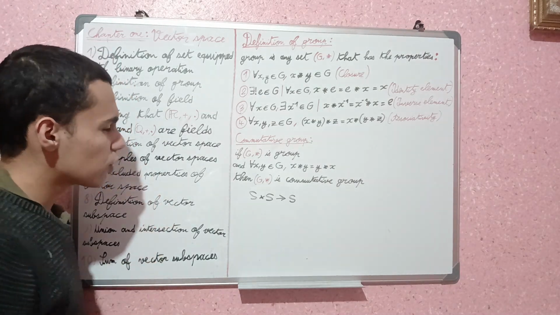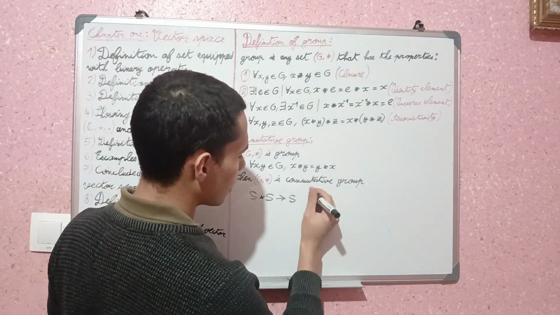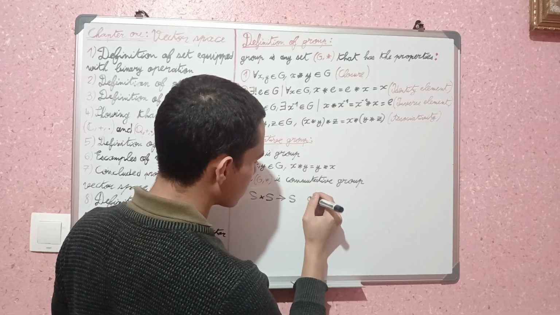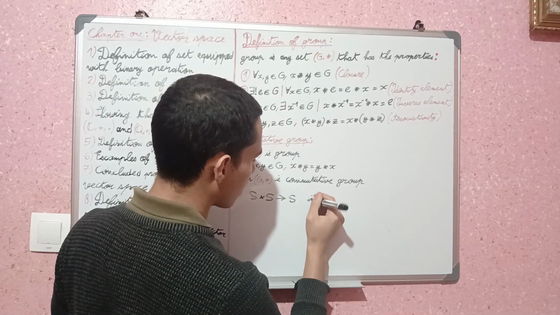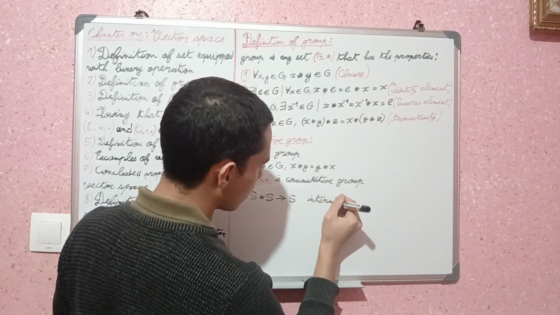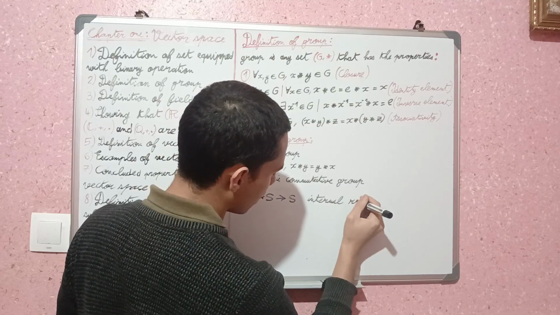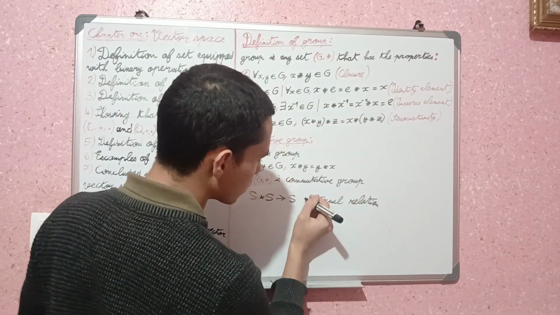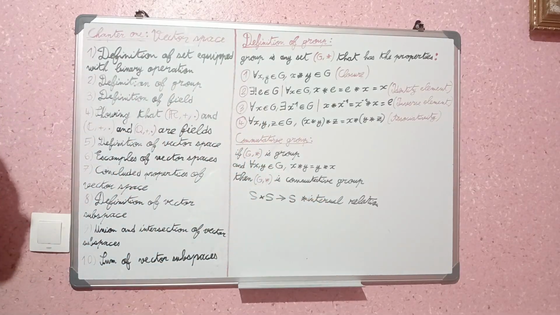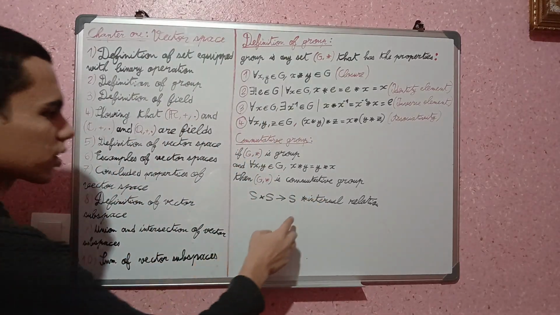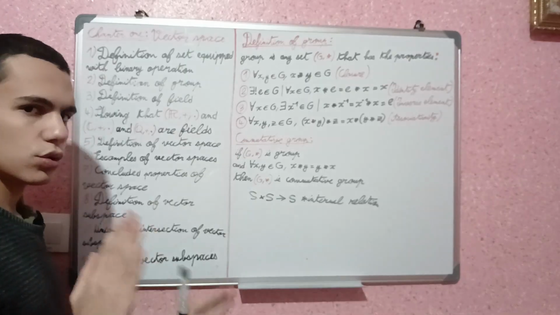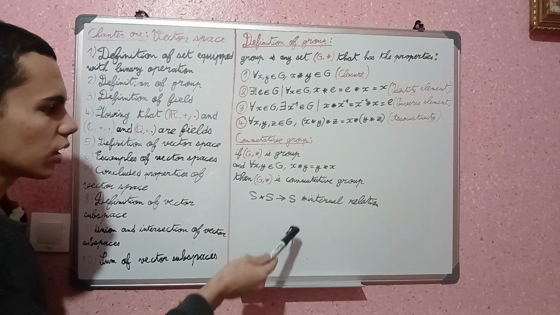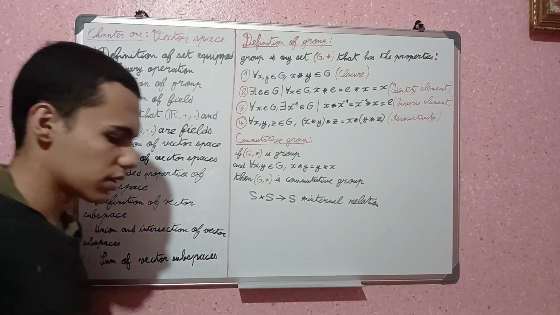Sometimes you will see this term in mathematical terminology, which is internal relation. So star is an internal relation because you apply it to two inputs from the same set, and it gives you an output from the same set.